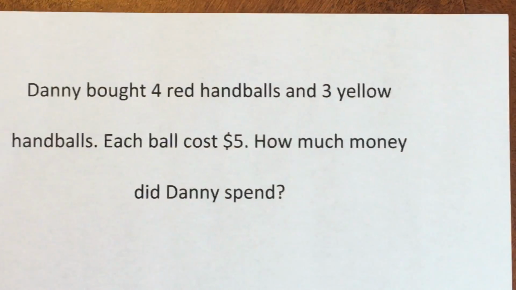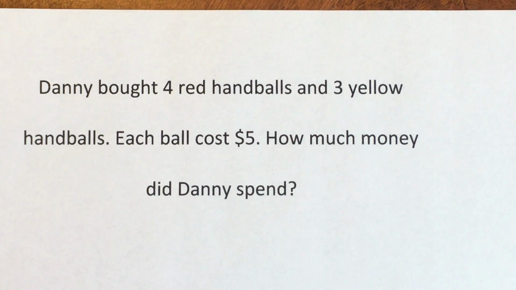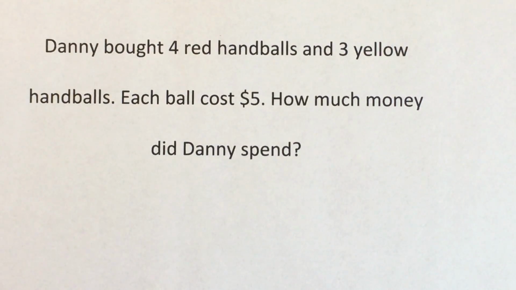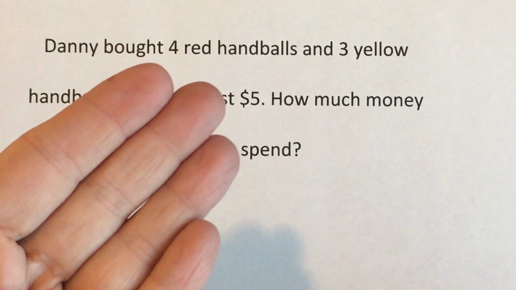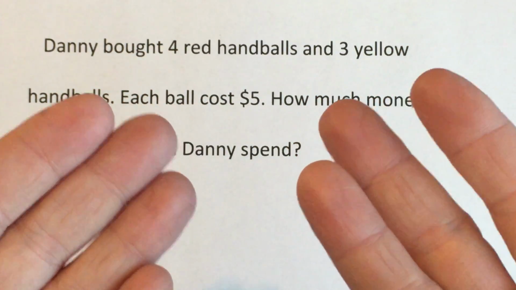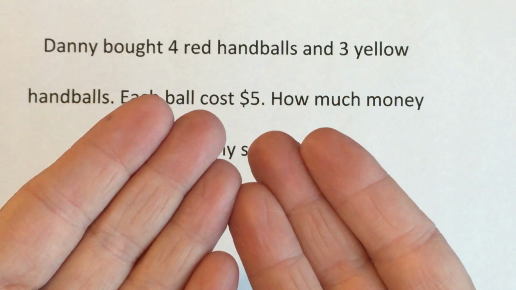Okay, so what does this look like? Well, here's my first problem, and I'm going to read it and make sense of it. So it says Danny bought 4 red handballs and 3 yellow handballs. Each ball cost $5. How much money did Danny spend? So I'm thinking, well, he has 4 red and he has 3 yellow. Okay, so I'm picturing now total, I'm picturing 7 handballs.